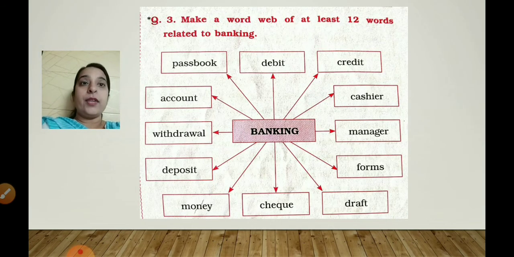Now children, a small simple activity: make a word web of at least 12 words related to banking. There are so many words related to banking. Suppose you want to deposit the check or cash, then passbook, then debit, credit, forms, then the people involved, that is cashier, manager. So children, I want all of you to draw this web diagram in your books.